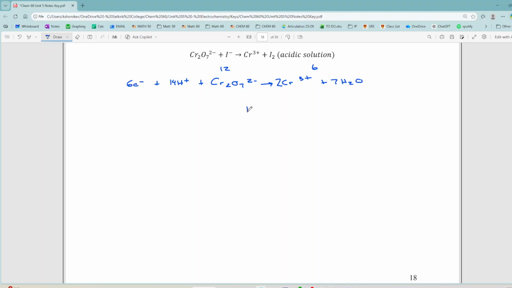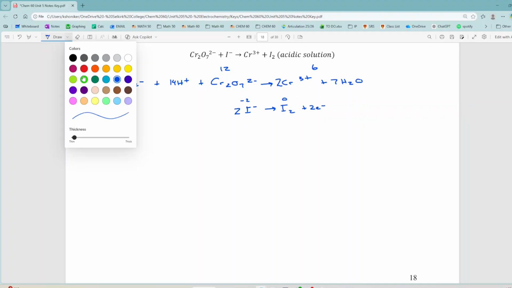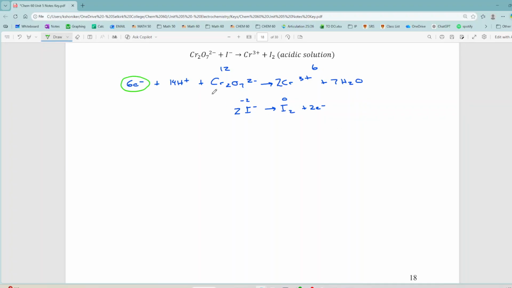For the next one, I have I minus going to I2. Again, I have to balance for majors, but there's no oxygens, no hydrogens. Yay! So now I get to balance for charge. I have -2 on the left, I have 0 on the right, so I'm going to add 2 electrons on the right. Then I want to make sure that my electrons are balanced.